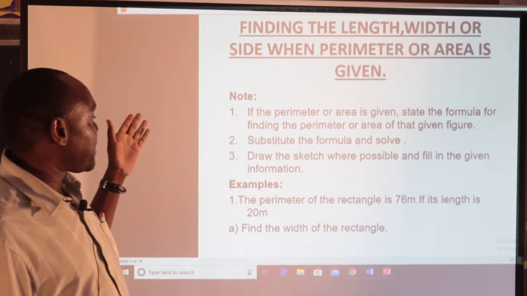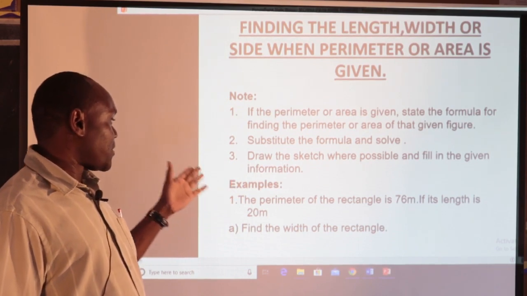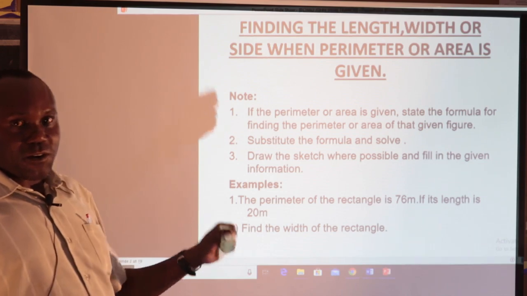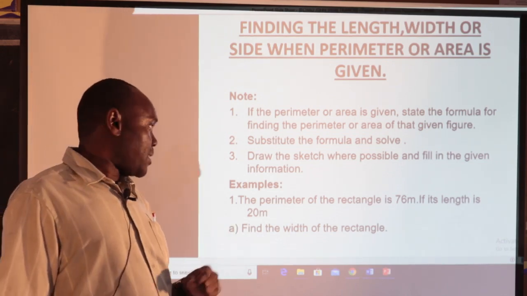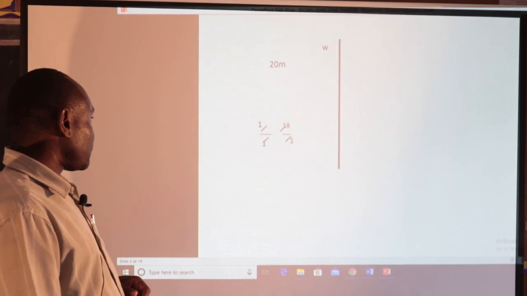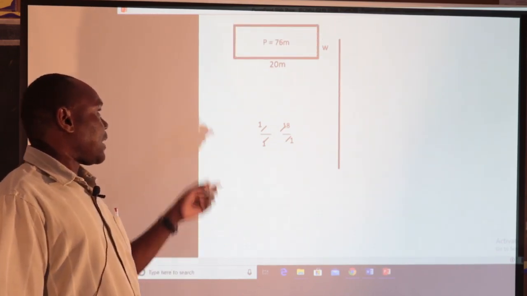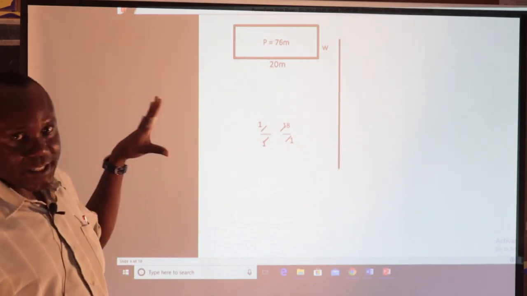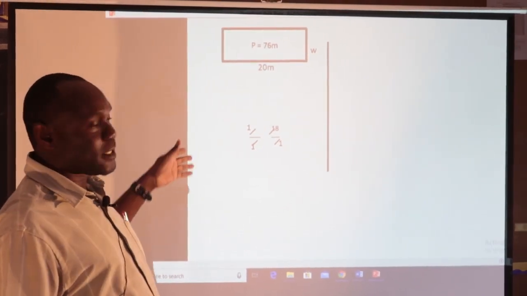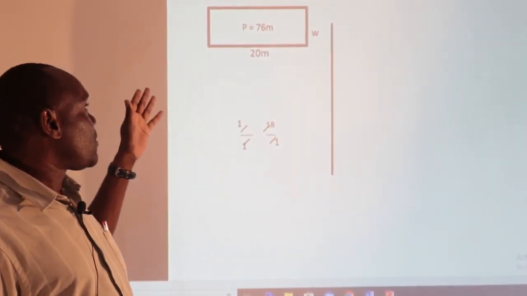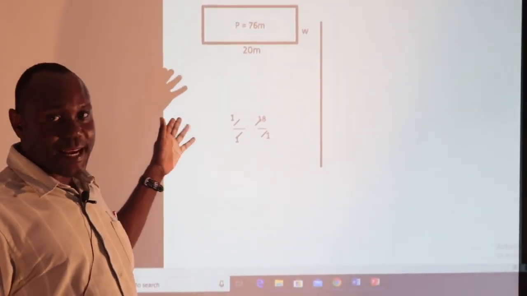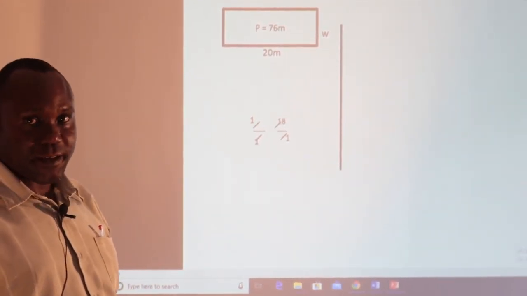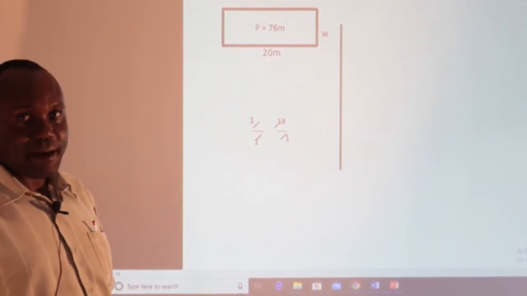Remember we said you must know the formula. Since they have given us the perimeter here, we must know the formula for finding the perimeter of a rectangle. So there you are, that is your sketch. We are drawing the sketch of a rectangle and putting the perimeter in the middle: P equals 76 meters. The length is given as 20 meters, and the width is not given, so we leave that letter as W.